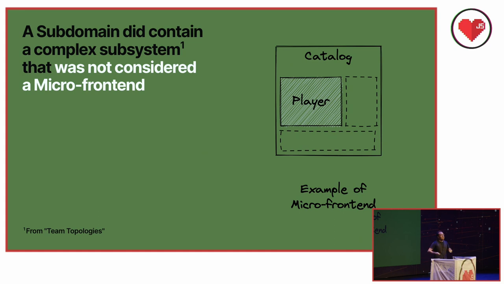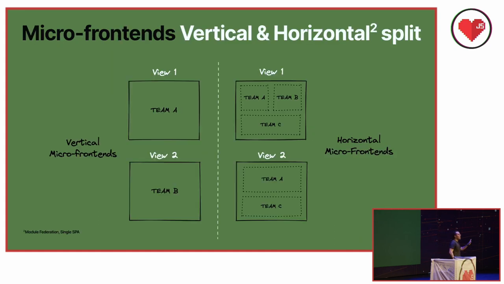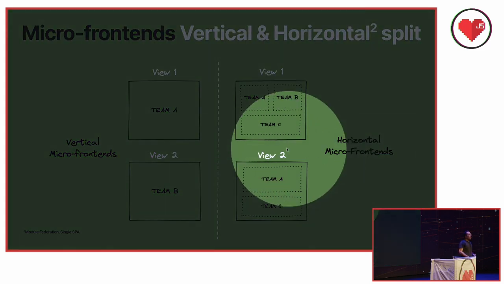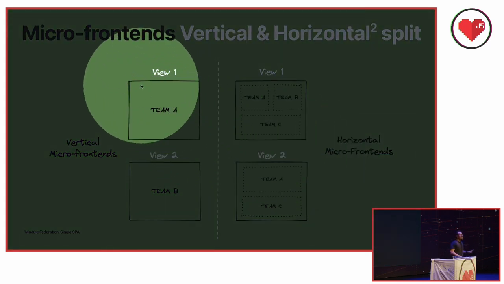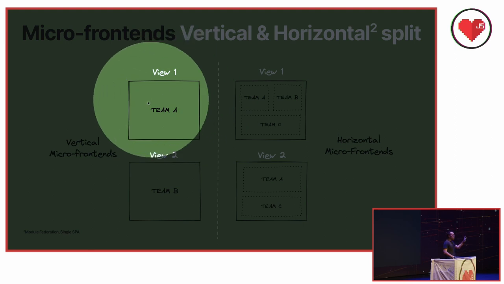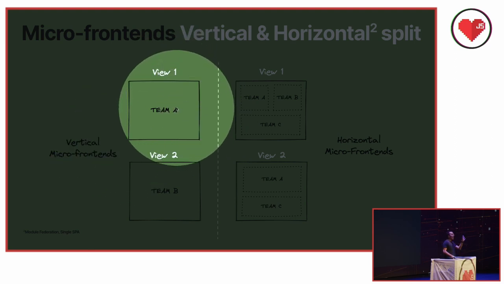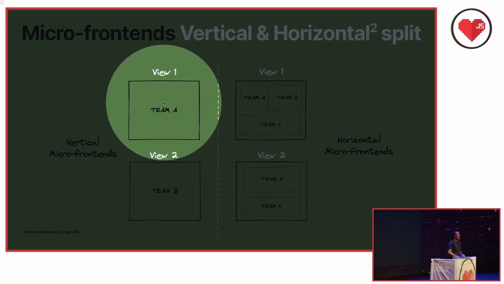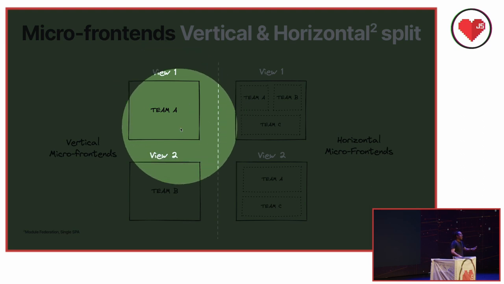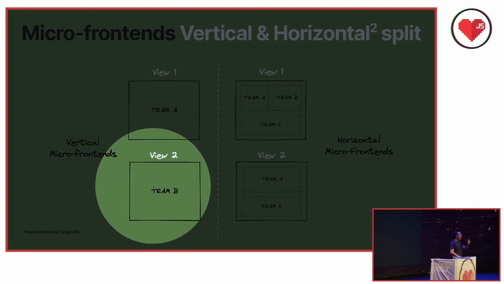So we needed to take a step back, and we needed to consider vertical and horizontal. What the hell is a vertical or horizontal micro frontend? So far, we talked about vertical micro frontends because they use the entire view. So we've got a team A, which is responsible for an entire view, and team B, which is responsible for another view.